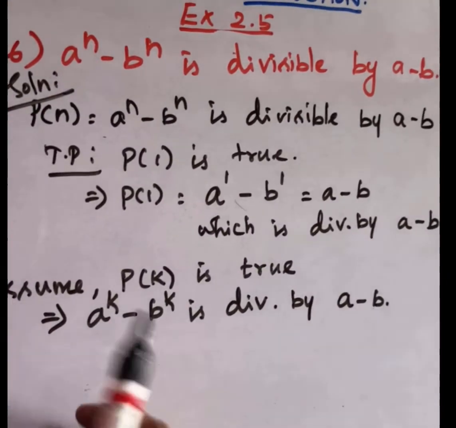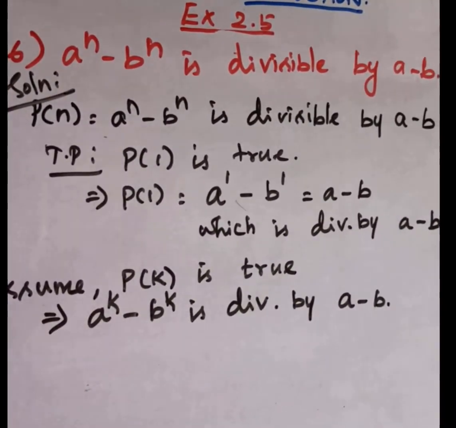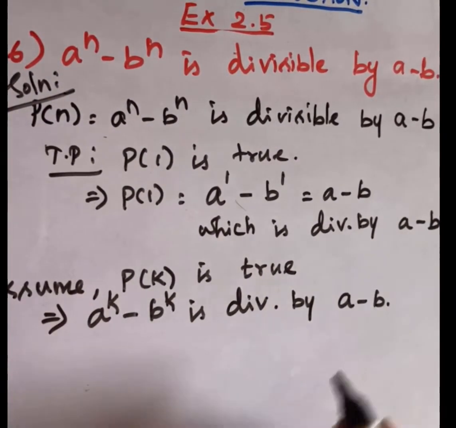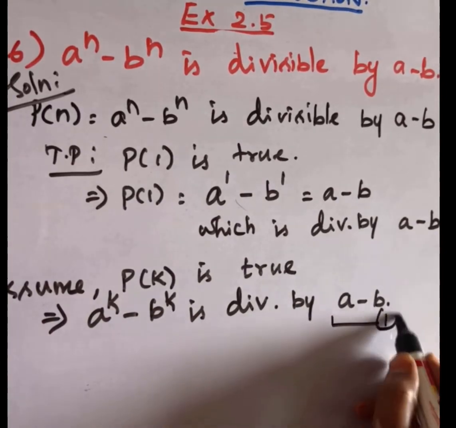Now, we have to assume P of k is true. That is, a power k minus b power k is divisible by a minus b.